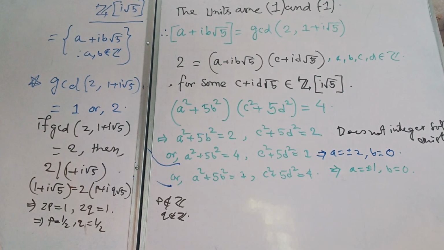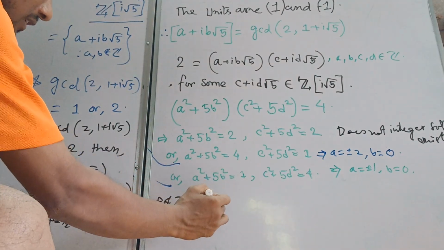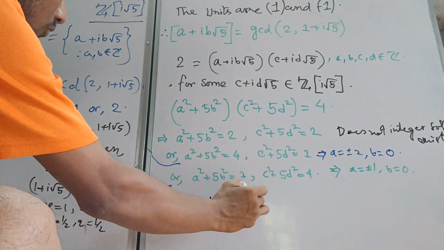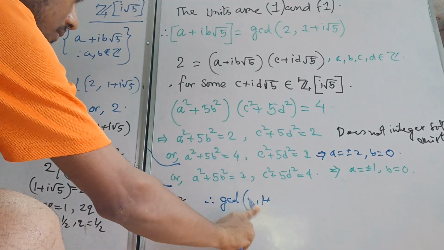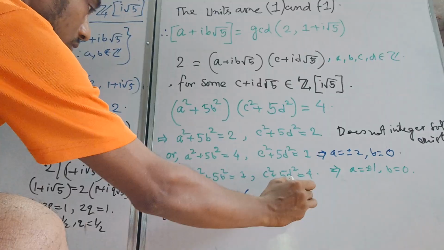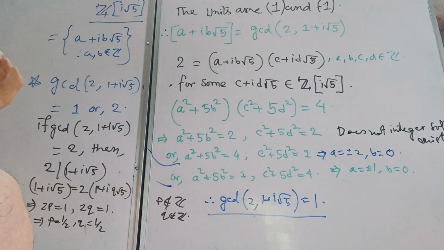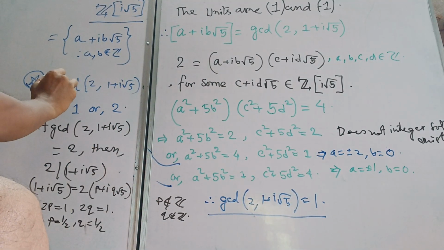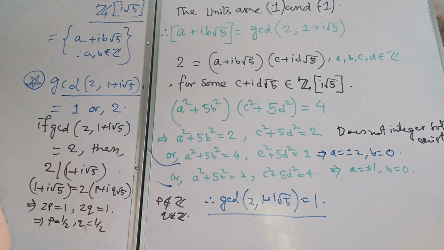So what remains is that the GCD of 2 and 1 plus i root 5 equals 1. We want to obtain this GCD of 2 and 1 plus i root 5. We know that GCD means greatest common divisor: all common divisors of these two elements, and we find the greatest one, and here we obtain 1.